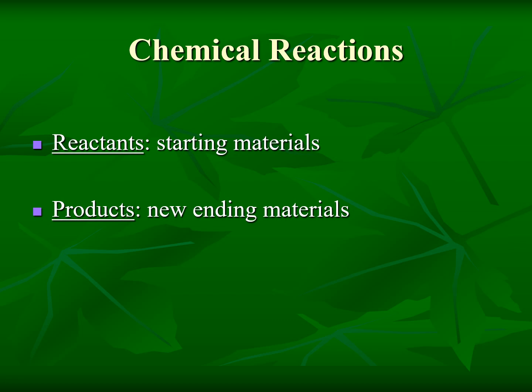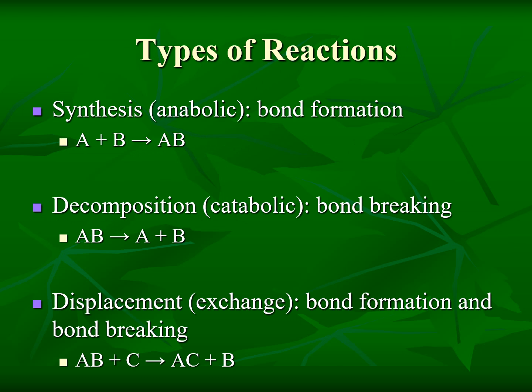Now, moving on, if we talk about chemical reactions, the two pieces of this puzzle would be your reactants and your products. Your reactants, sometimes known as your substrates, that's what you're starting with. And then the products, that's the new substance that's formed. There's different types of reactions. You can have a synthesis reaction or anabolic reaction where you are starting with two smaller things and you form a bond between these two, forming this compound.